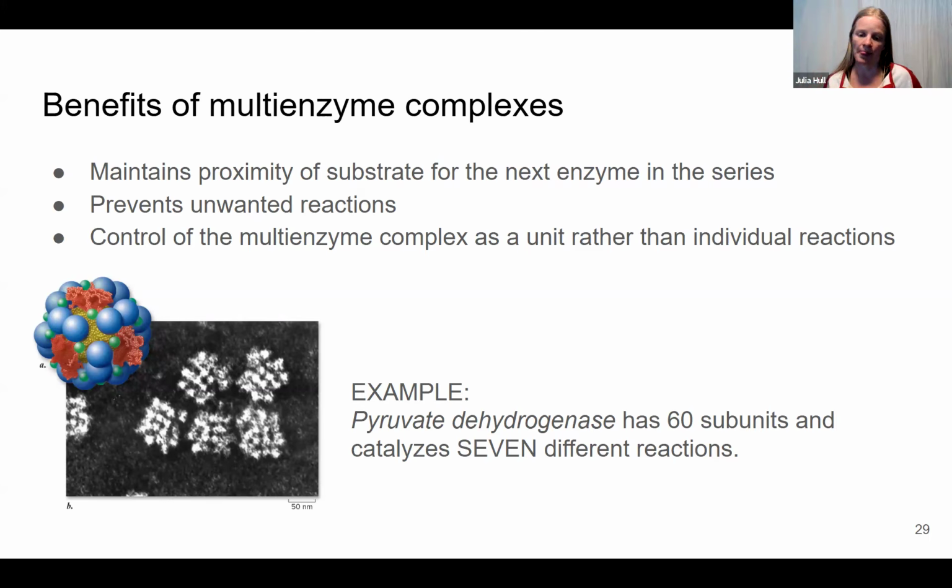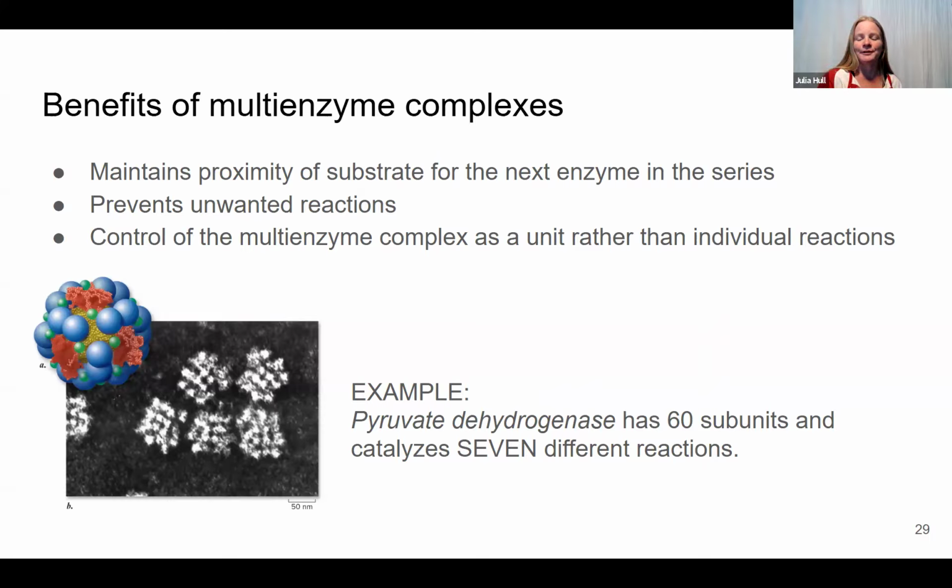And it's also going to allow us to control this complex as an entire unit rather than all of these individual interactions. Okay, so a real life example of this, and again, we'll see this enzyme when we look at cell respiration: here we have pyruvate dehydrogenase. That doesn't make any sense to you right now, and that's okay. We're not freaking out about that.